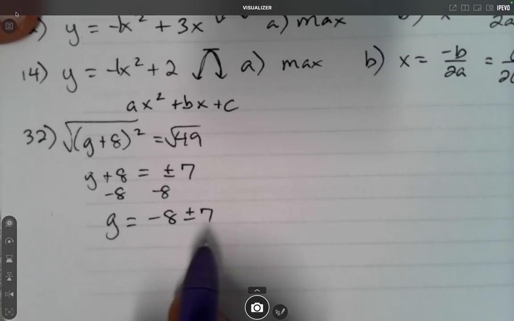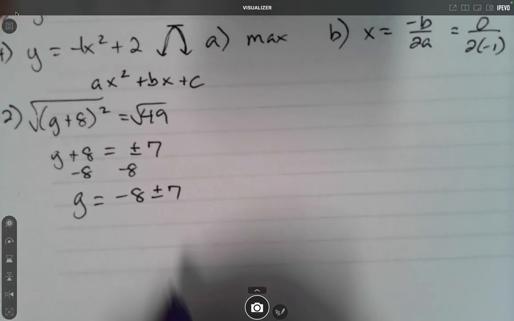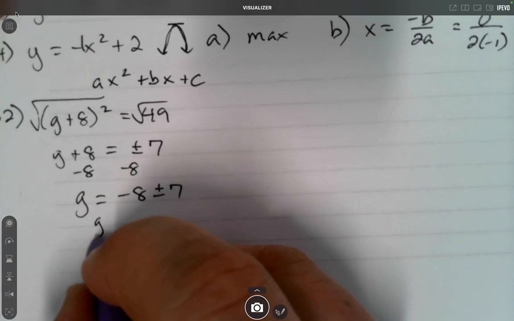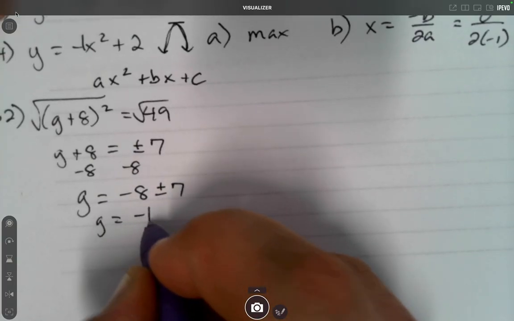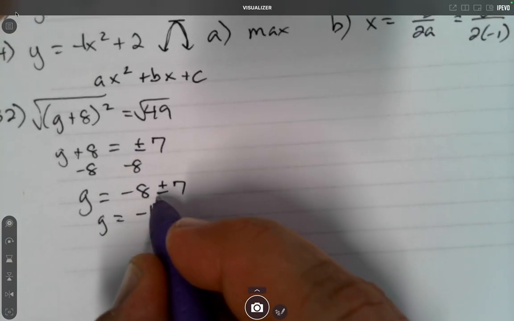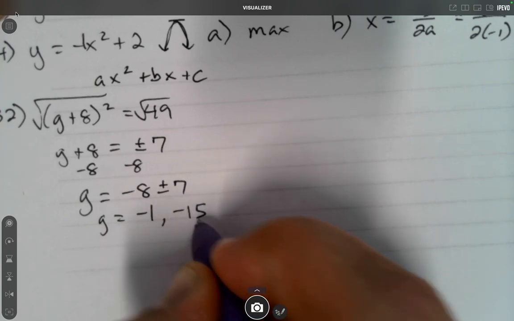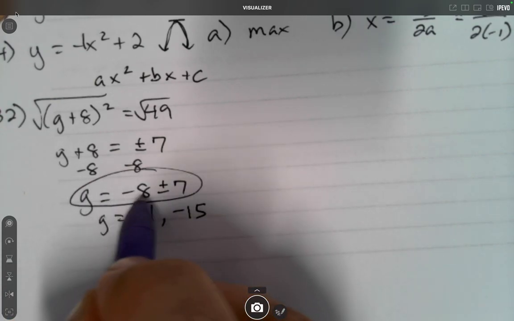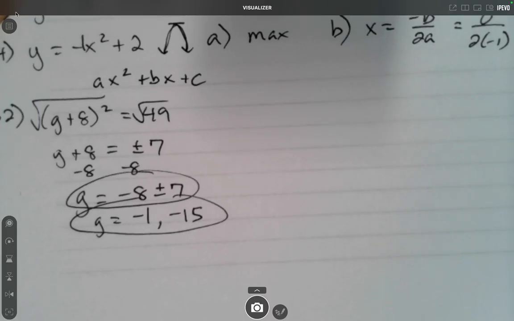Now I'm content with this answer. This is great. But if you want to go ahead and solve this, you could say negative 8 plus 7 is negative 1. Negative 8 minus 7 is negative 15. So I would accept either one of those as correct answers.